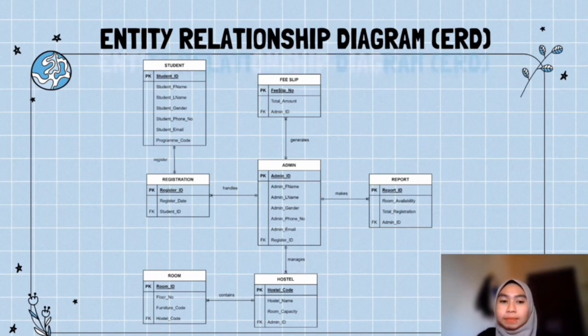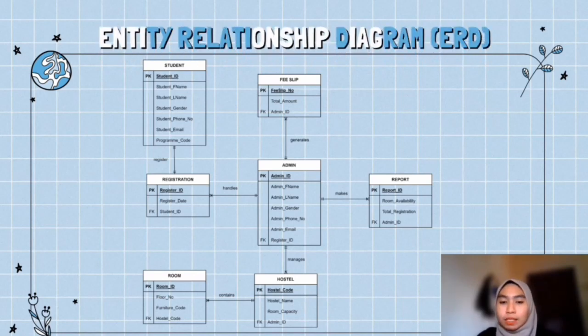Other than that, the next business rule is each hostel contains many rooms and one room can be contained in one hostel. These two entities have a one-to-many relationship. And lastly, for admin and report entities, the business rule is a one-to-many relationship where each admin makes report and each report is made by an admin.